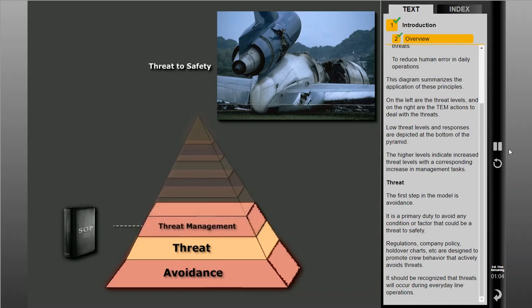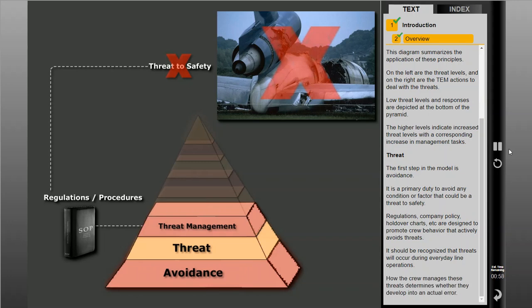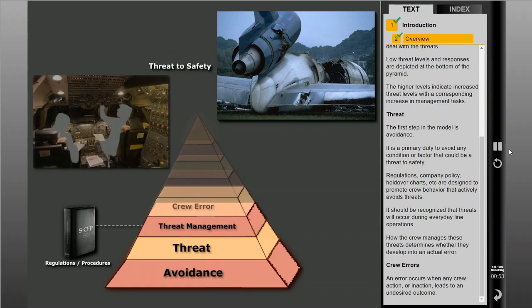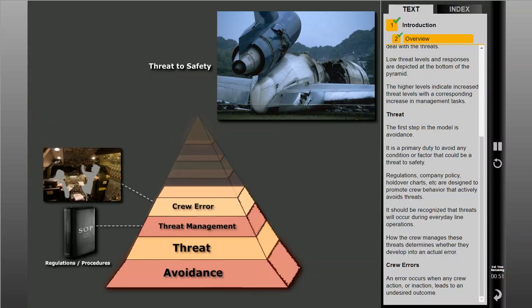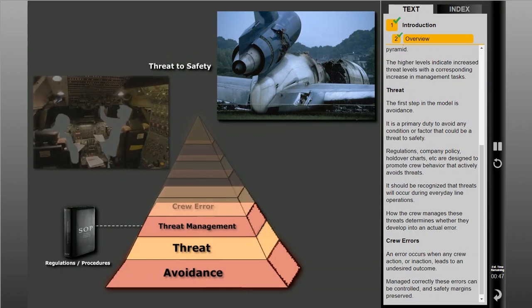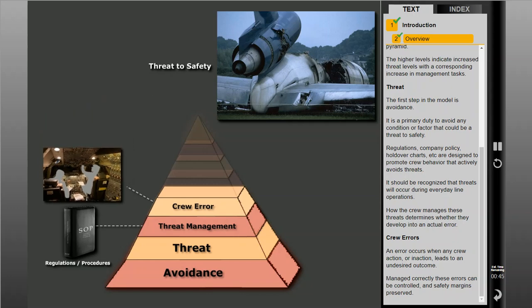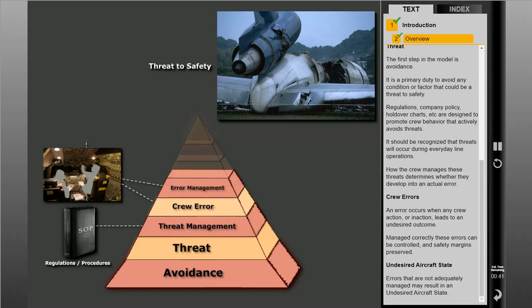It should be recognized that threats will occur during everyday line operations. How the crew manages these threats determines whether they develop into an actual error. An error occurs when any crew action or inaction leads to an undesired outcome. Managed correctly, these errors can be controlled and safety margins preserved. Errors that are not adequately managed may result in an undesired aircraft state.